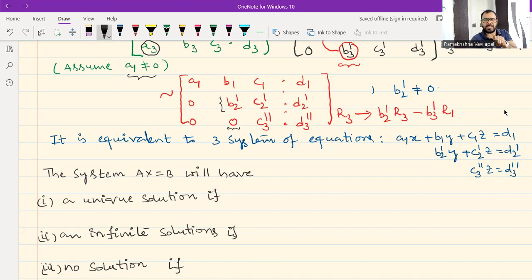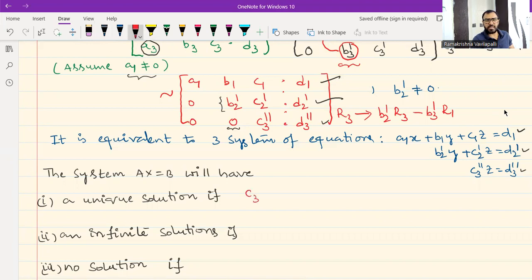So now you see, after reducing into this system, it is equivalent to a system of linear equations. The first row is the first equation, the second one is the second equation, and the third row represents the third equation. Now you see, the system Ax equal to B will have a unique solution. Unique solution means only one solution. All the three planes meet at a single point, right? For that, we must get x, y, z finite values. See here, z equal to D3 double dash by C3 double dash. So C3 double dash not equal to 0.